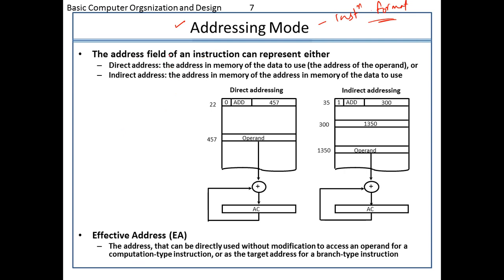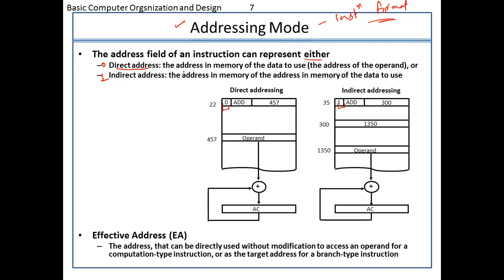So the address field of an instruction can represent either of two things. One is the direct address, another is the indirect address. Because there is only one bit present here, which is the 15th bit, this can determine either that this is a direct addressing mode, or that it is an indirect kind of addressing mode. Now let's understand what I mean by direct addressing mode and indirect addressing mode.